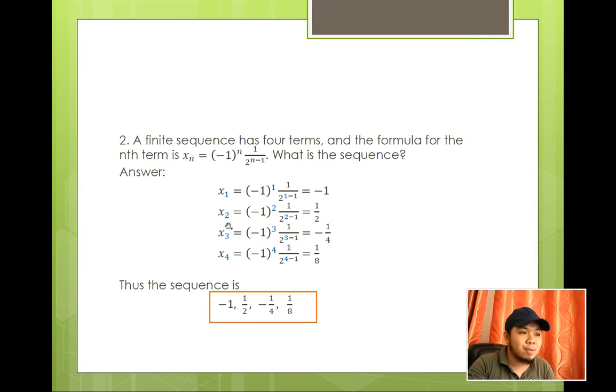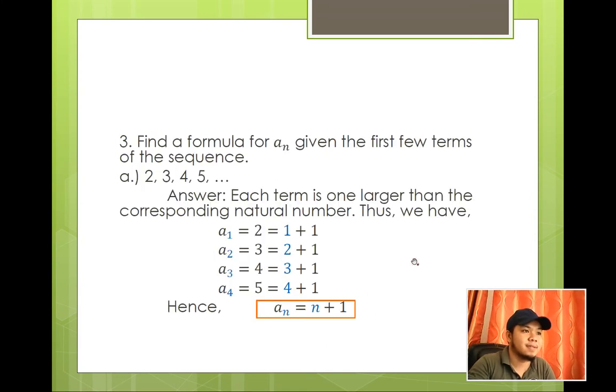So, ganun din po sa x sub 2. Substitute lang natin lahat ng value ng 2. Then, the answer is 1 half. Sa x sub 3, ganun din. Ang magiging sagot natin ay negative 1/4. At sa x sub 4, ang magiging sagot natin ay 1/8. So, the sequence will be, kokopy lang natin yung sagot. Negative 1, 1 half, negative 1/4, and 1/8.